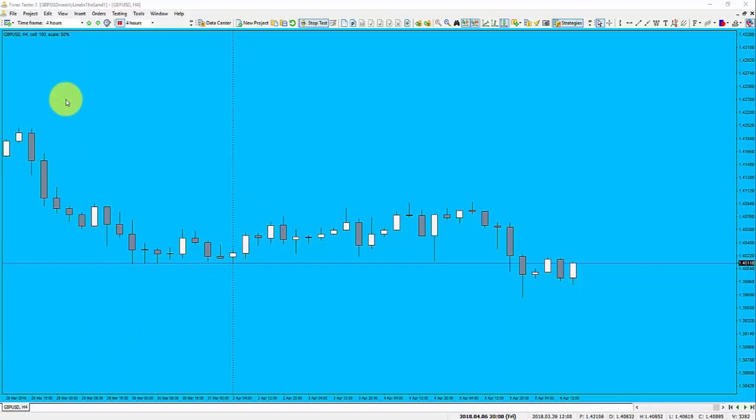So let's say that this is the 4-hour pound chart and I'm in Forex Tester. Let's say that you were interested in trying to capture a big chunk of the week's move. Well, how would you go about that?